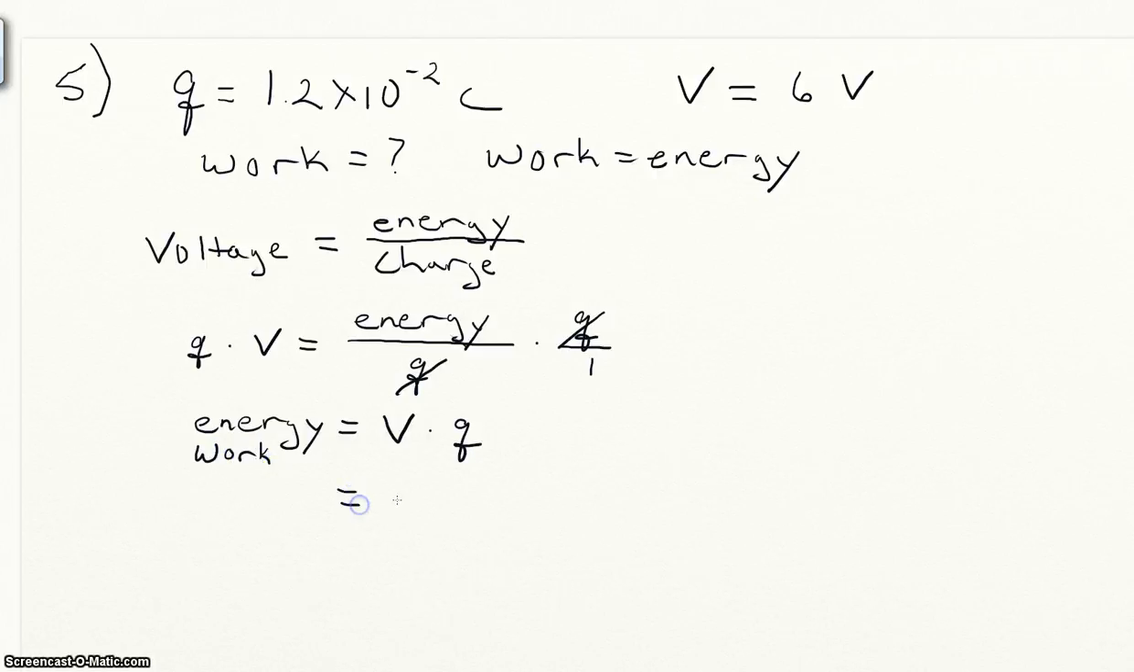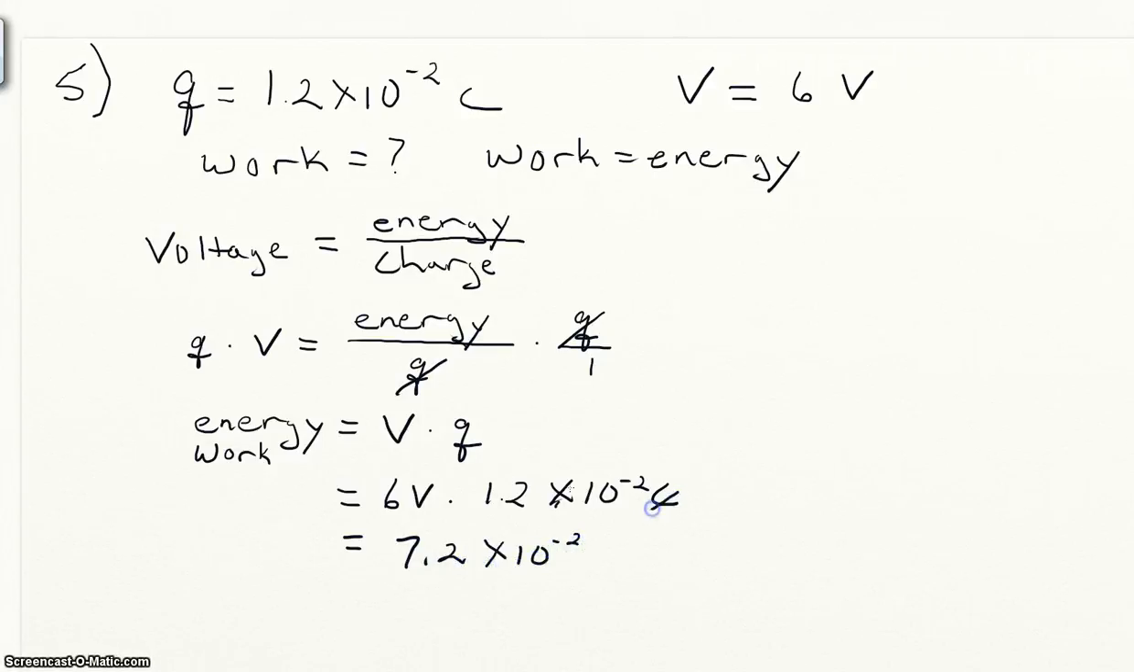So if we go and solve for this, we have 6 volts, and we're going to multiply 6 volts times our charge, which is 1.2 times 10 to the negative 2 coulombs. Alright, you plug this in your calculator. 6 volts times 1.2 times 10 to the negative 2, and I end up getting the answer that's given on your answer sheet, 7.2 times 10 to the negative 2.